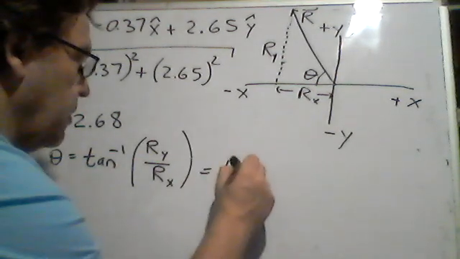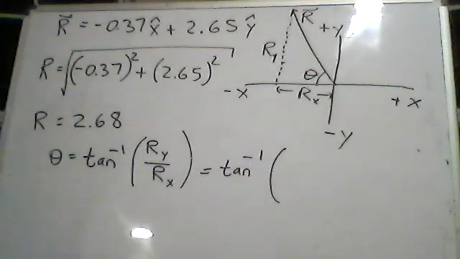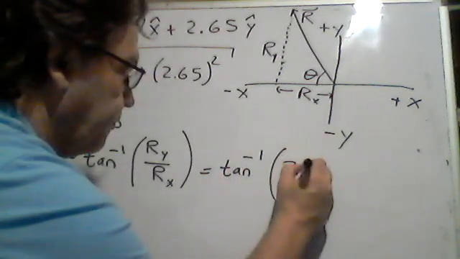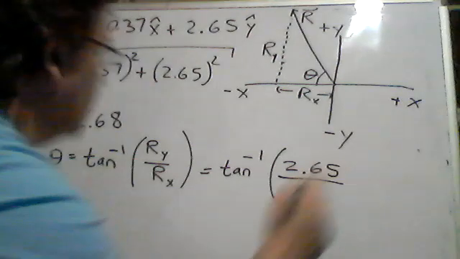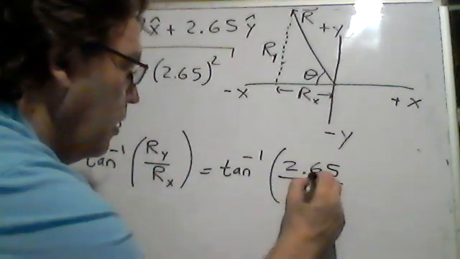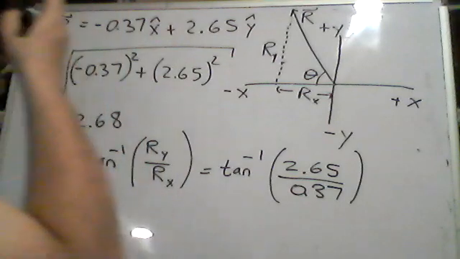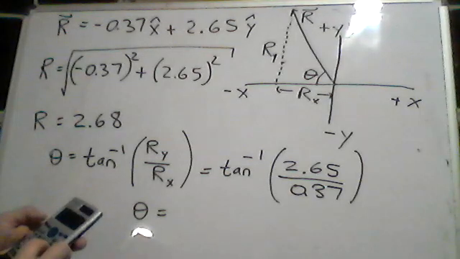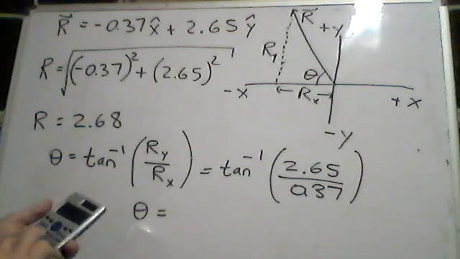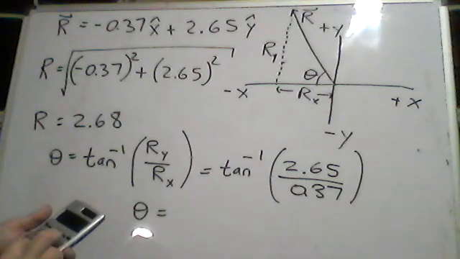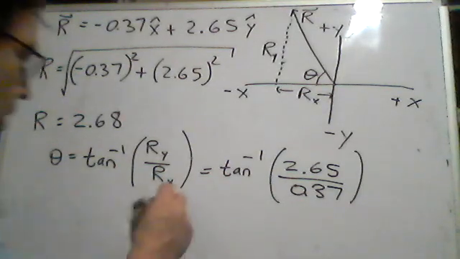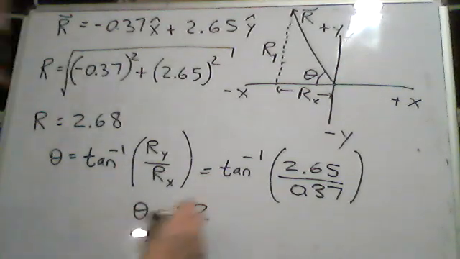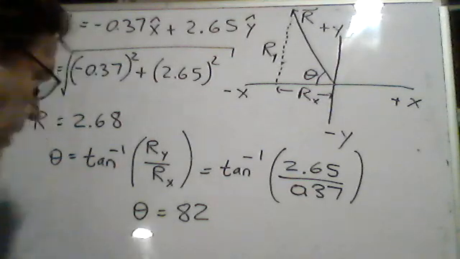which is the inverse tangent of, again, lengths. Don't care about negative sign. The y is 2.65. The x is 0.37. And just doing lengths. Don't worry about negative or positive signs. Theta. Okay, so inverse tangent of the local triangle. 2.65 divided by 0.37. I get 82.0 degrees. Actually, rounded, I guess I can call it 82.1 degrees.